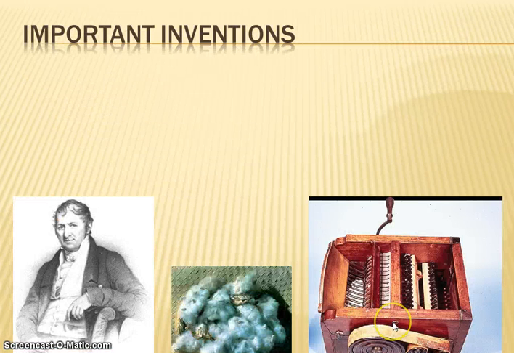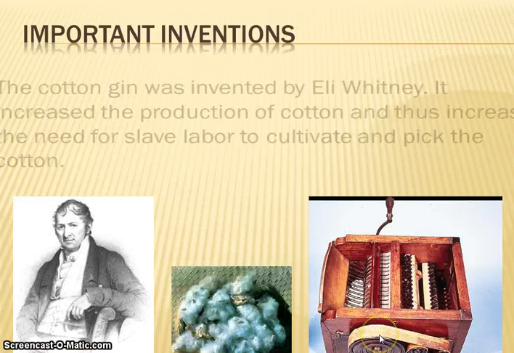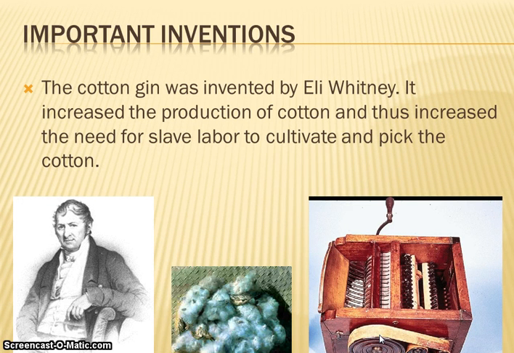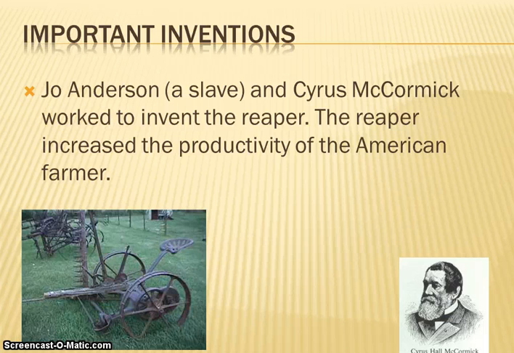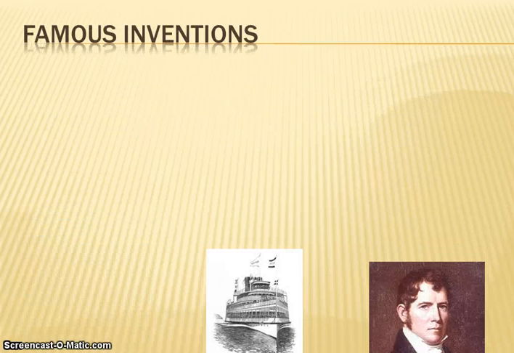So some of the important inventions, again, review. The cotton gin really forced the increase in need of slave labor as well as more land for larger plantations. But you also had Cyrus McCormick and Joe Anderson, who was a slave, who worked to invent reapers that would increase farm productivity. Then you didn't have people out in the field with scythes slicing down crops. You could do it with a mechanical device.